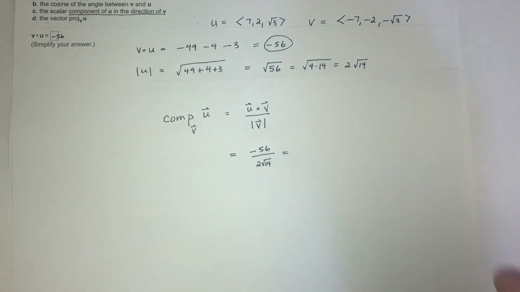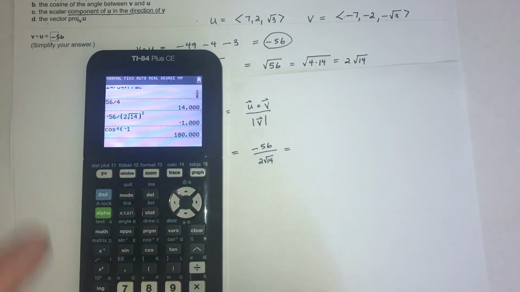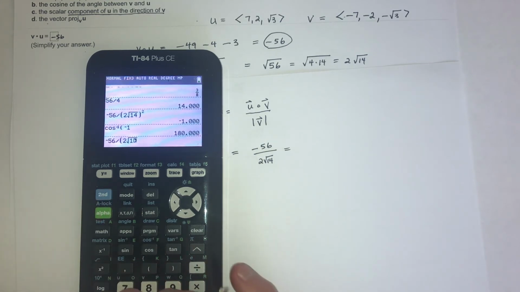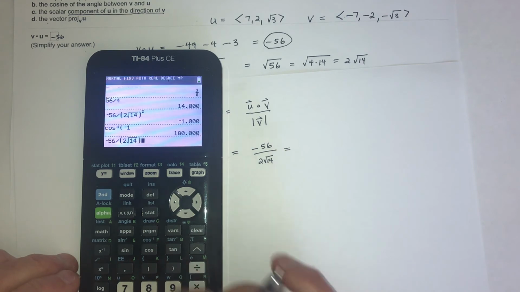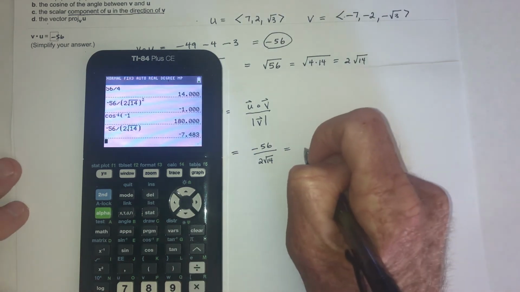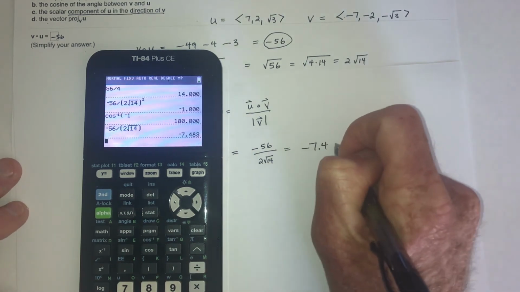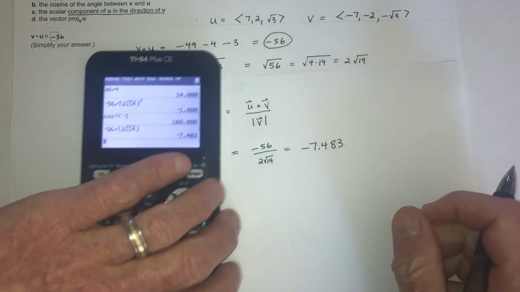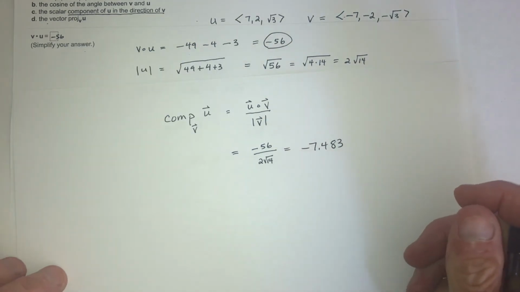And then that would equal negative 56 divided by parentheses 2 square root of 14. So it's negative 7.483. So there's the component.